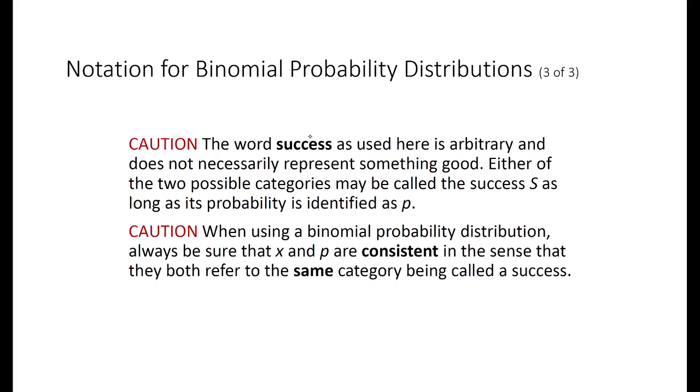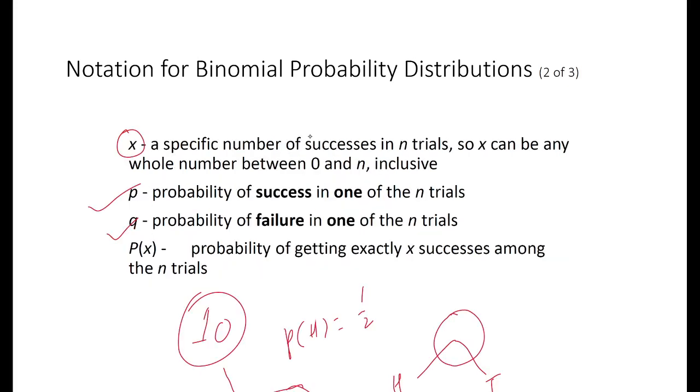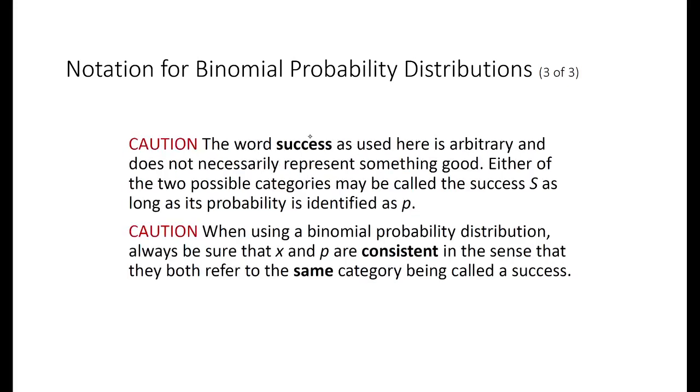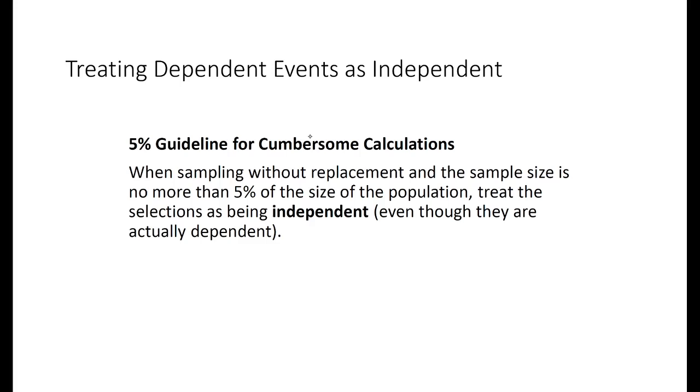When using a binomial probability distribution, always be sure that x and p are consistent. If you go back here, x represents a specific number of successes, and p represents the probability of one success. x represents a specific number of successes. This would be the same.